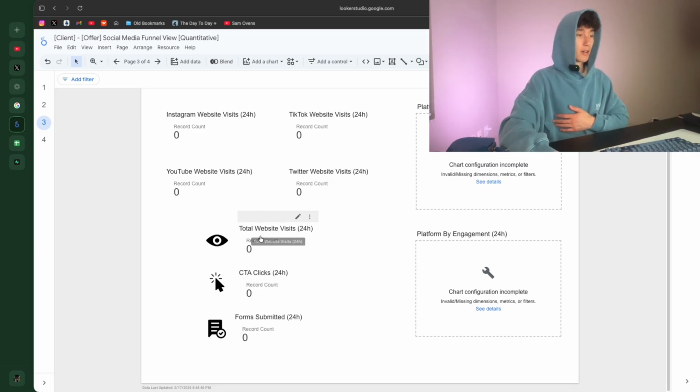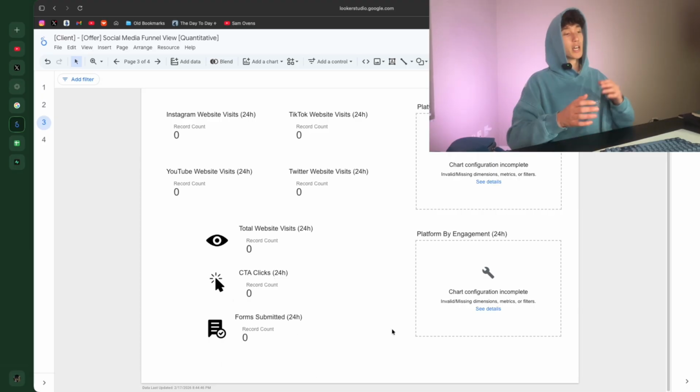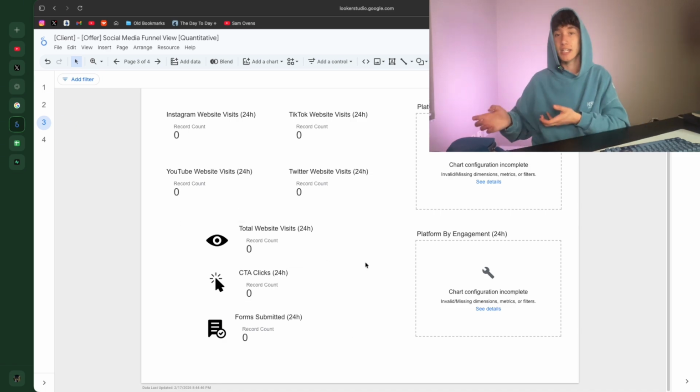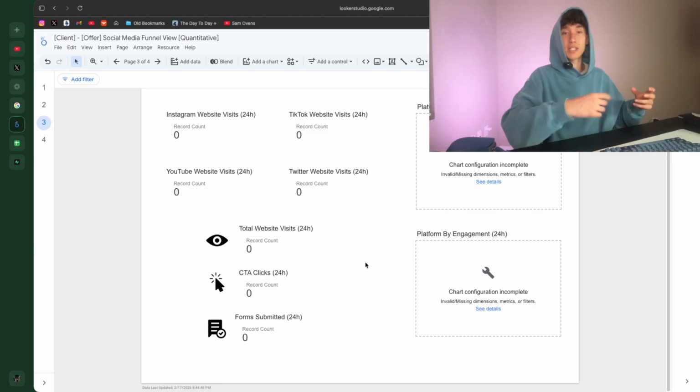And then here, from total website views, we get our CTA clicks and then our forms submitted. I really like having this because this shows me, is the website actually doing its job? Are people actually clicking on the CTAs and submitting forms, not just going on the site, viewing it, and then exiting out of it, or going on the site, clicking the CTA, and then not actually submitting the form once they get to that process?